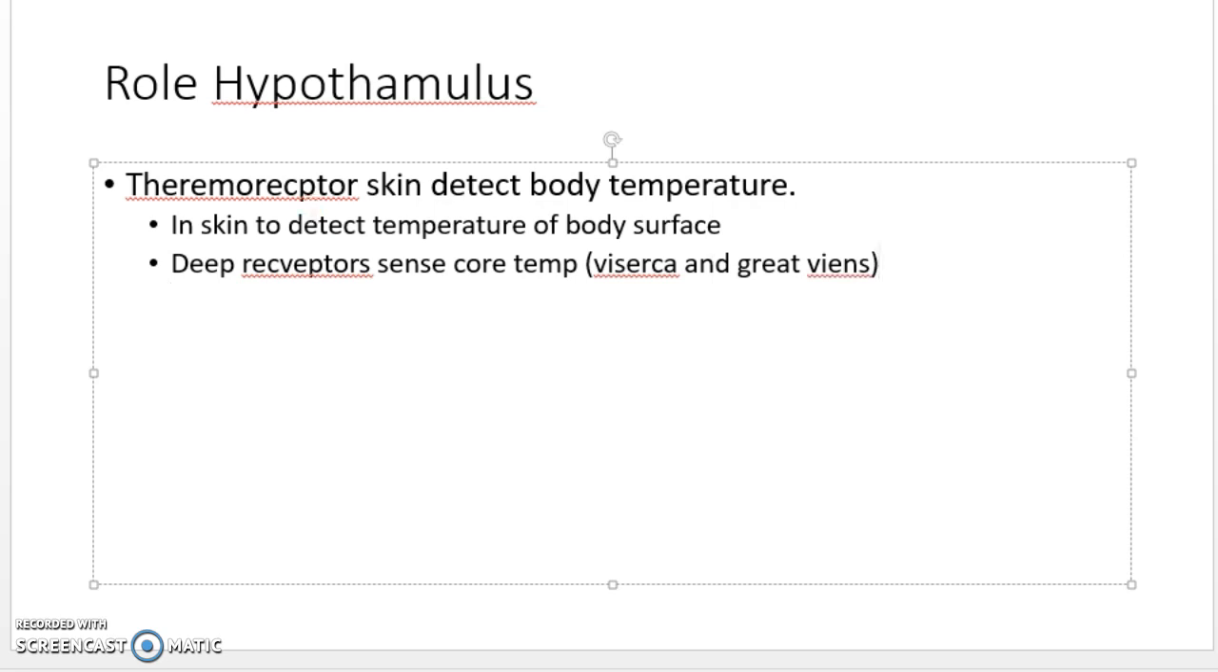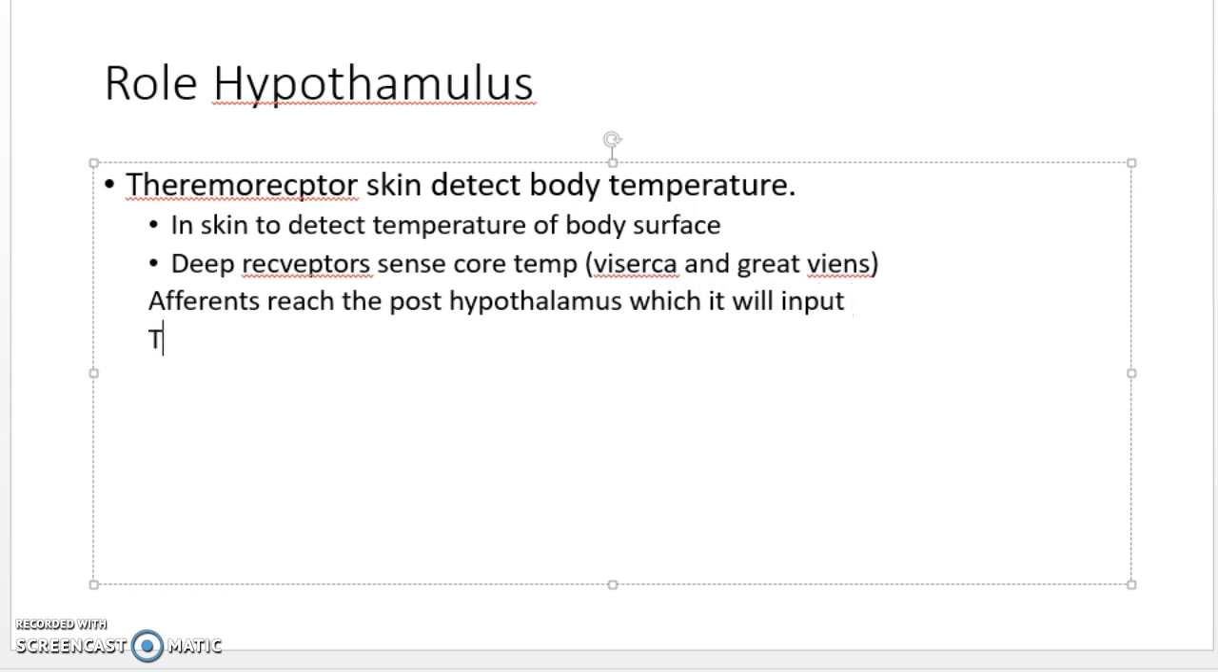So that's about it for this compartment. I also want to mention that the afferents reach the posterior hypothalamus, where they provide the input.